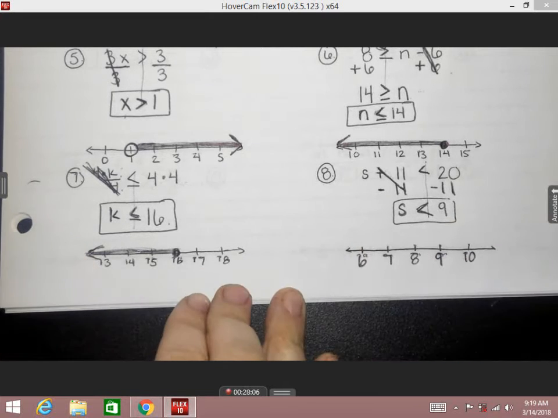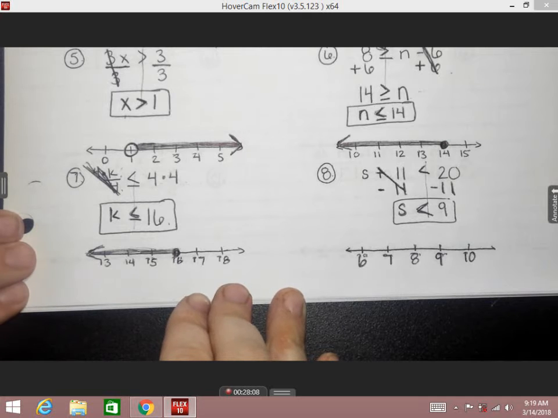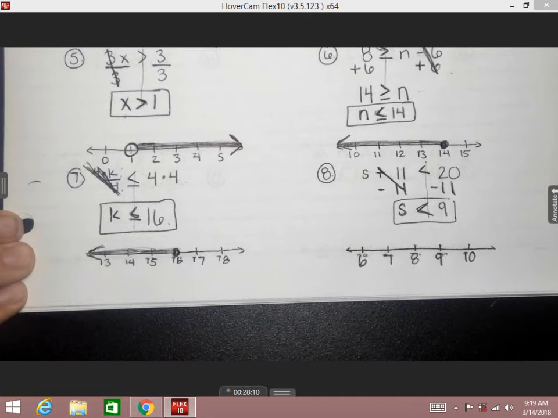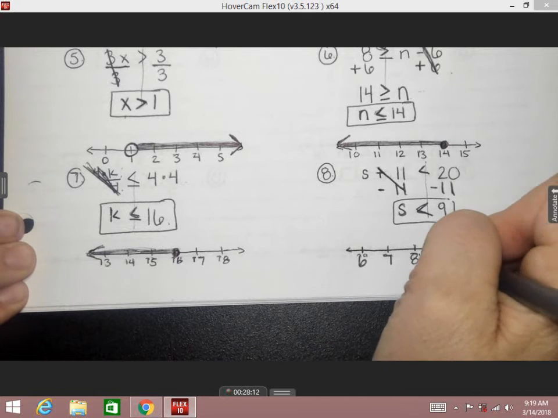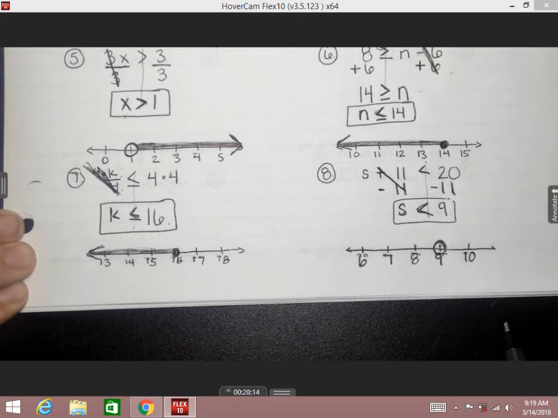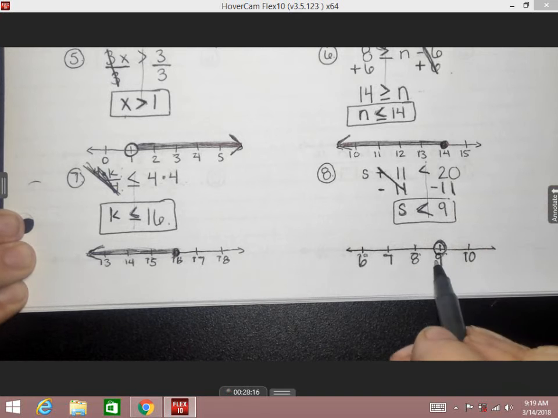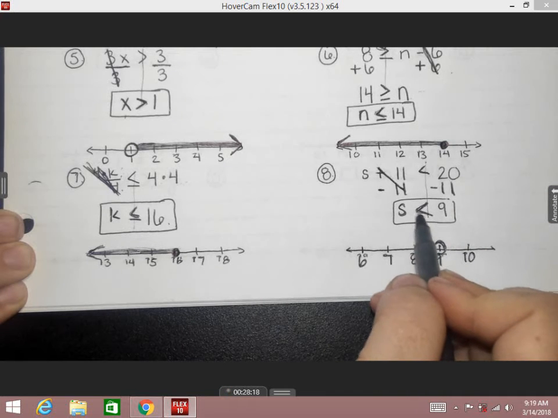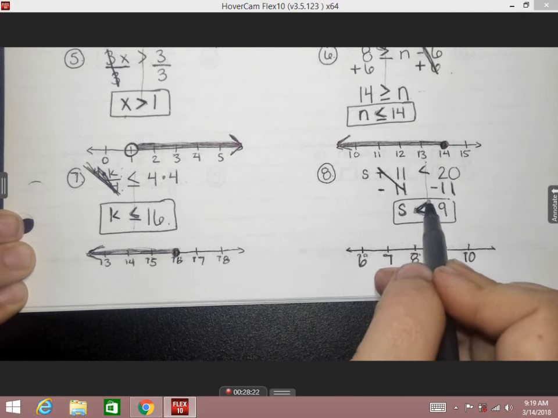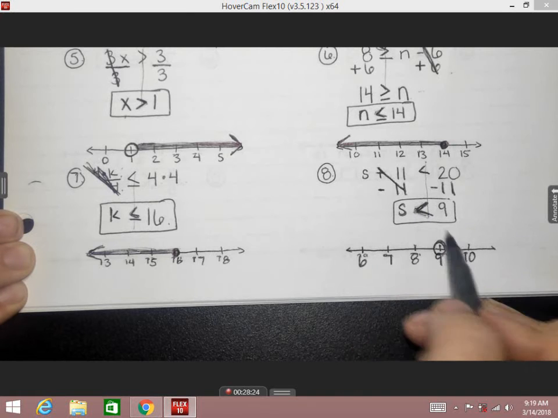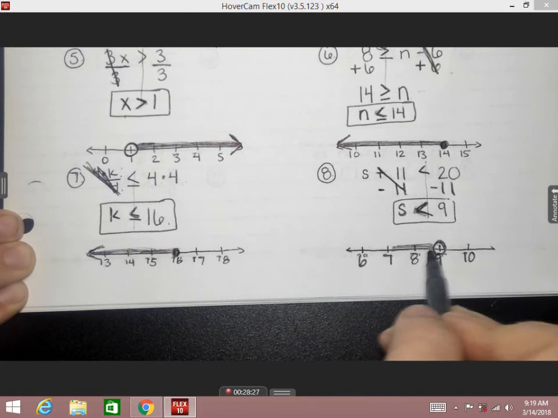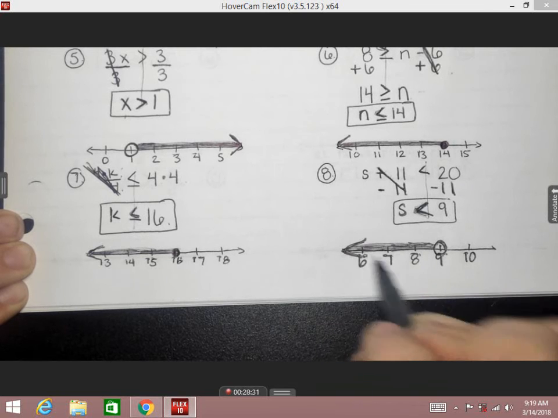Okay. All right, what type of dot am I going to use? What type of dot do I need to use, Lyric? Open. In what direction, Cade? It's the less than sign. Which direction is that pointing? Left. So we're going to go to the left.